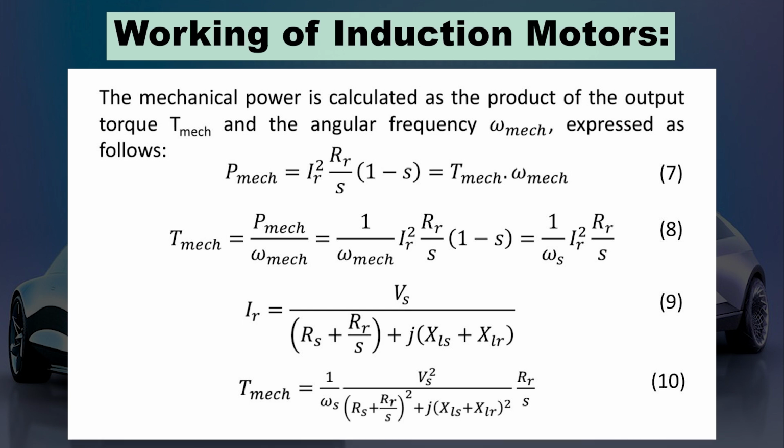That is equal to 1 by omega s times IR square RR by S, and this IR is equal to Vs by (Rs plus RR by S plus j(XLS plus XLR)). Substituting this in the mechanical torque expression, T mech equals 1 by omega s times Vs square by ((Rs plus Rr by s) whole square plus (XLS plus XLR) whole square) into Rr by s. So now, using this torque expression, we can plot the speed torque characteristics.